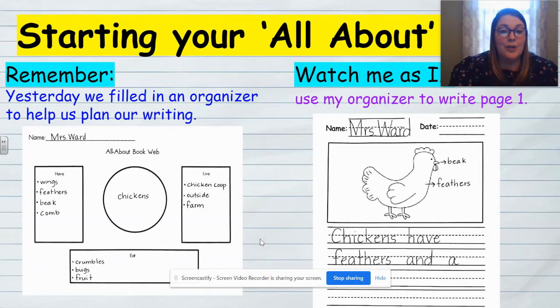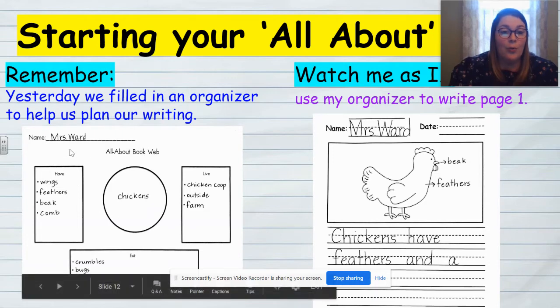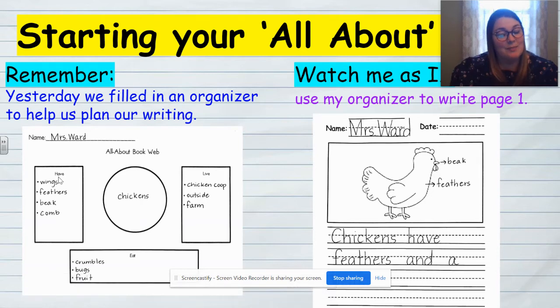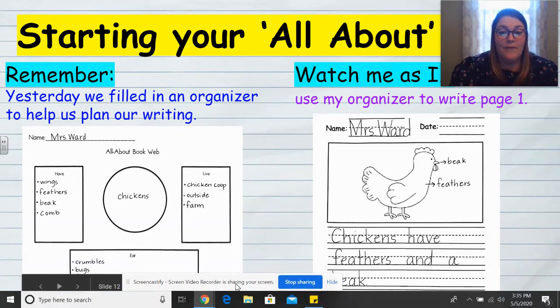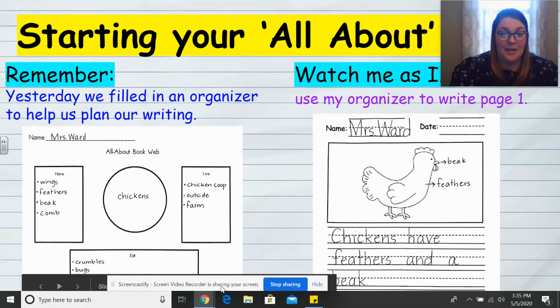So what we're going to do is we're going to use this whole thing right here to kind of help us. We're going to use chickens, and we're going to use this box, have, to help us write the first page. So first, I want to share with you my first page, and then I'll kind of talk to you about some choices that you have. So I wrote chickens have feathers and a beak.